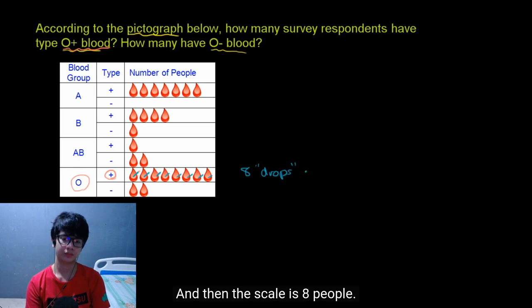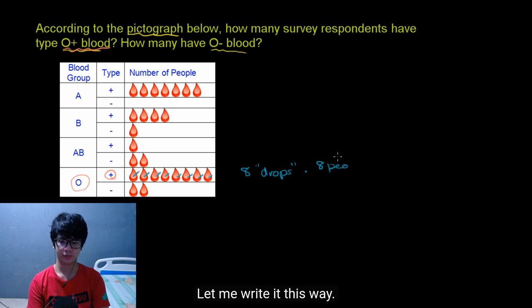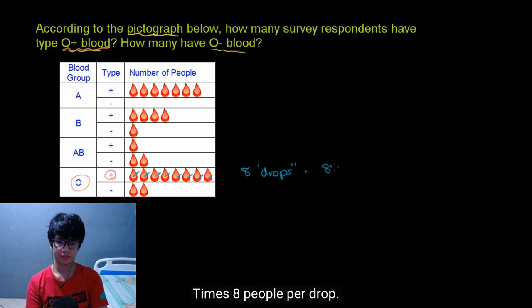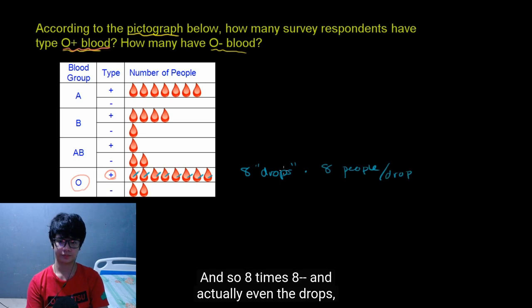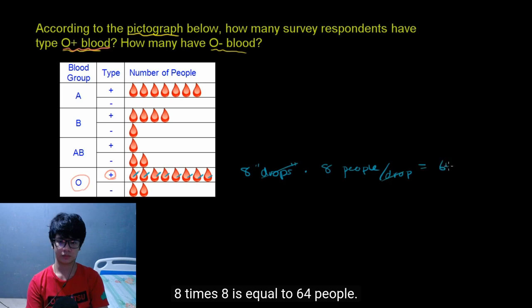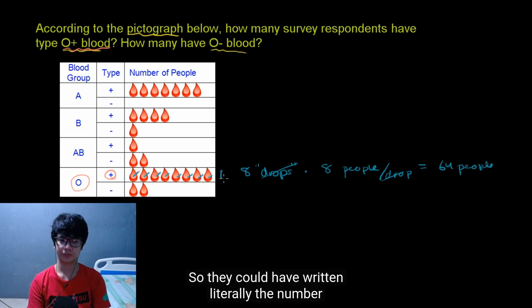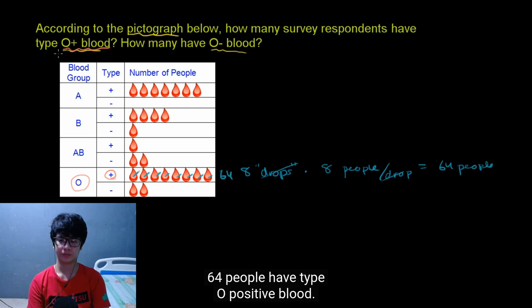And then the scale is 8 people, let me write it this way, times 8 people per drop. And so 8 times 8, and actually even the drops, you can view them as canceling out if you view them as units. So drops. 8 times 8 is equal to 64. Wow. 64 people. So they could have written literally the number 64 right over here. 64 people have type O positive blood.